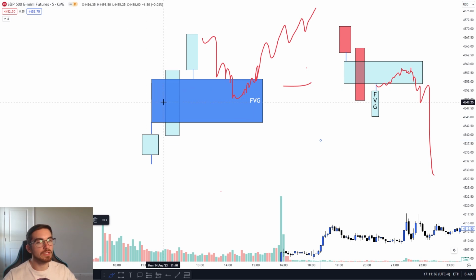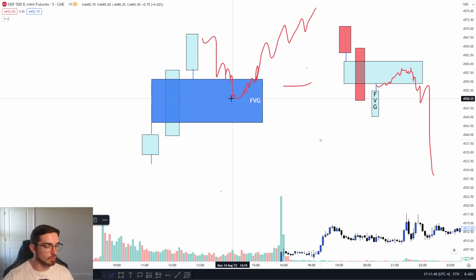Now, I personally don't only base trades off of fair value gaps. I like to look for other confirmations: VWAP, moving averages, Fibonacci retracements, previous support and resistance, supply and demand, etc. So if we have multiple confluences inside of this fair value gap, that then adds even more confirmation to the trade.